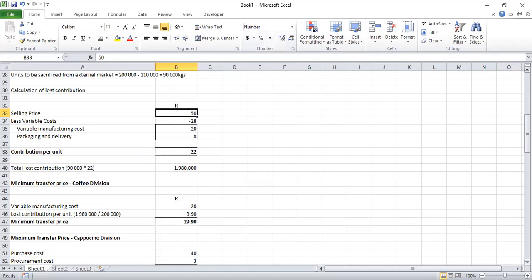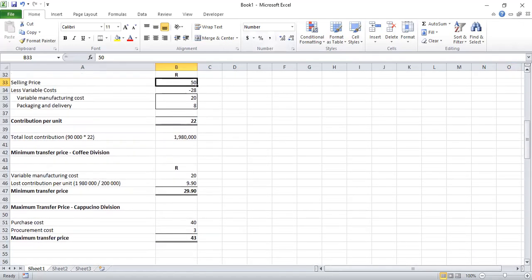Remember that normally in some questions they can ask you about the quantitative and the qualitative perspective. A qualitative one will be looking at other factors. For example, is the quality of the coffee that the coffee division is supplying the same as the one that the cappuccino division was buying from their own supply? Are they capable of producing? Because they can be our sister company, but their quality is poor.